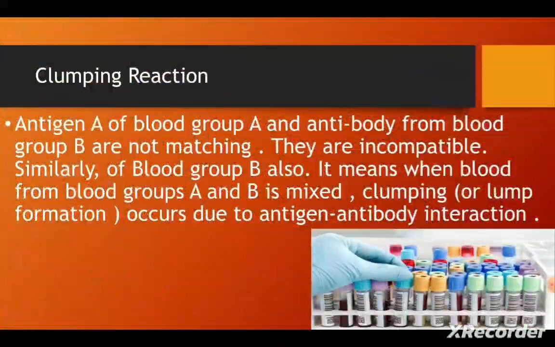Let's discuss why they have different antigens and different antibodies. This is because of clumping. If antigen A of blood group A and antibody A from blood group B are matched, they are incompatible. Similarly for blood group B also. It means when blood from blood group A and B is mixed, clumping or lump formation occurs due to antigen and antibody interaction.